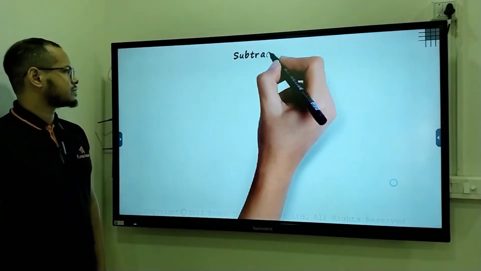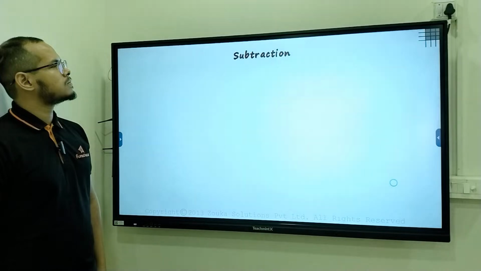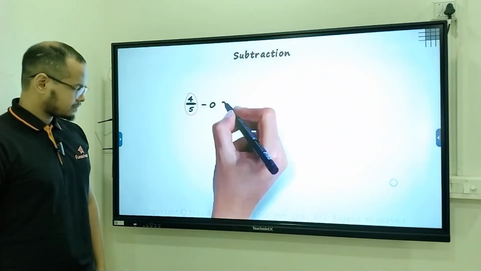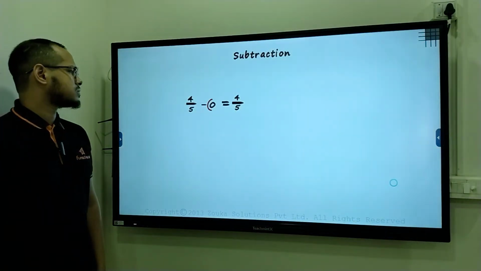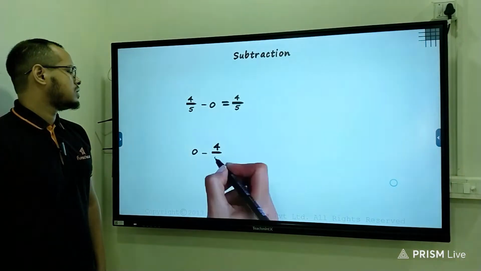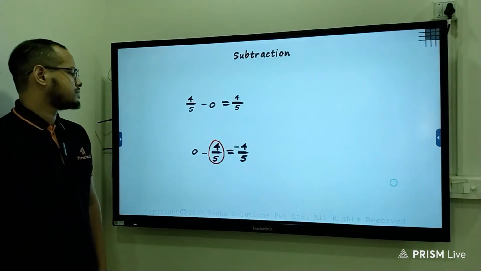For subtraction, we want to know the result we get when we subtract a 0 from a rational number. We take an example of a random rational number again. Say 4 by 5. 4 by 5 minus 0 gives us the same number, which is 4 by 5. So can we call 0 the subtractive identity? No, we cannot. Why not? Let's try solving 0 minus 4 by 5. It gives us minus 4 by 5, which is not the same as the original number.